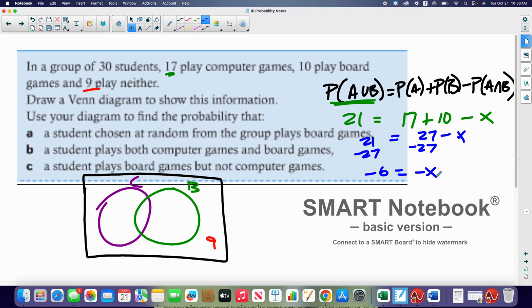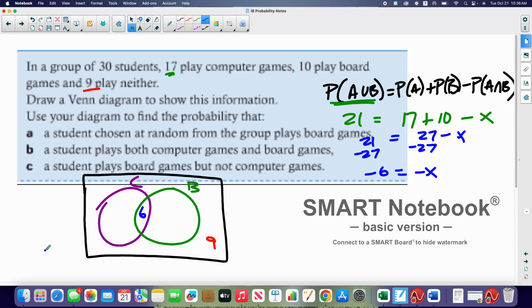What is x? What does that stand for? A and B. Yeah, A and the people that do what? That do both, all right? That's really the piece that I need in this problem. I need to know how many of them do both. There are 6 people that do both, so I'm going to put that in the middle there.